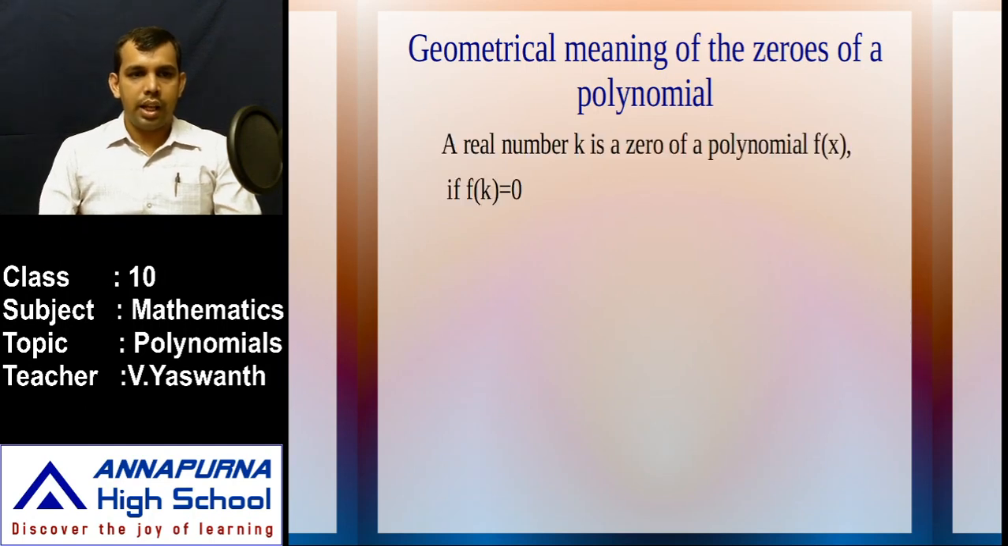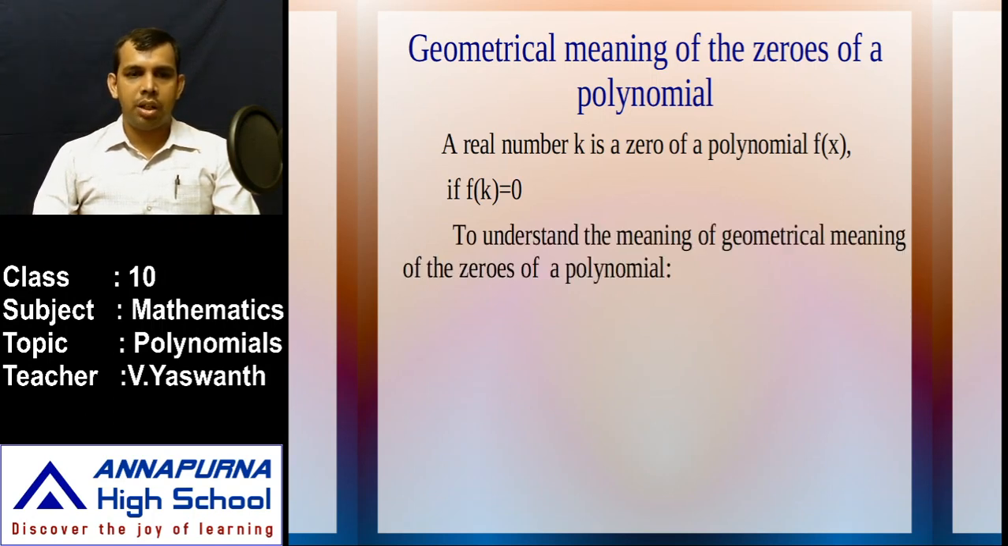That means a real number k is a zero of a polynomial f of x if f of k is equal to 0. Here what is the meaning of f of k? It represents the polynomial value at x is equal to k. So if f of k is equal to 0, then k is called the zero of a polynomial. To understand the geometrical meaning of the zeros of a polynomial, first we have to learn the geometrical representation of linear polynomial and quadratic polynomial.